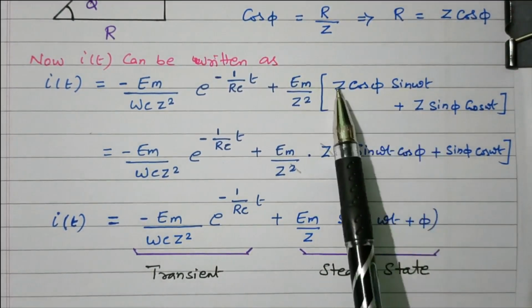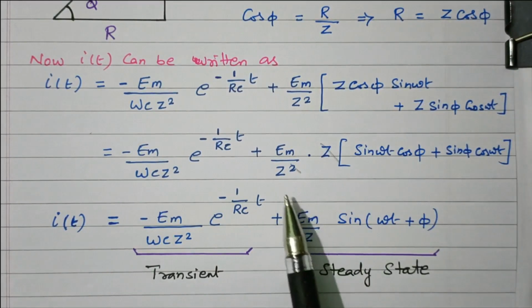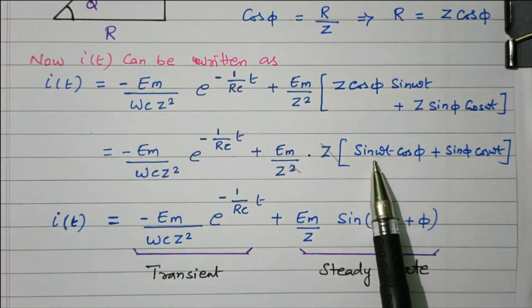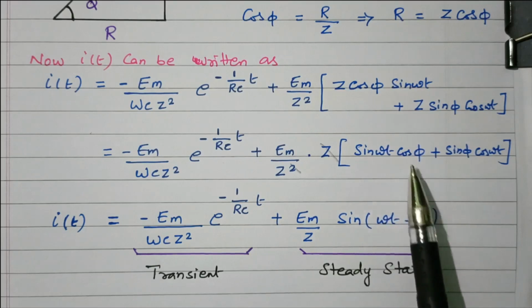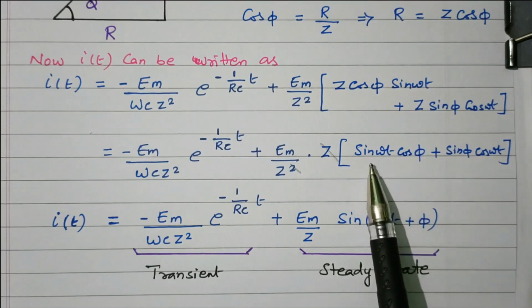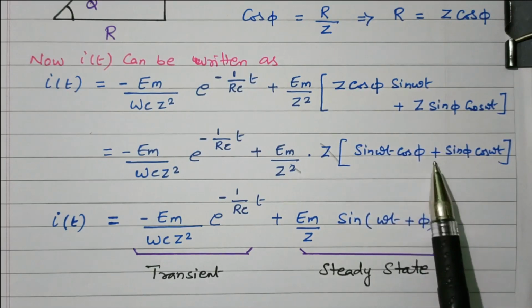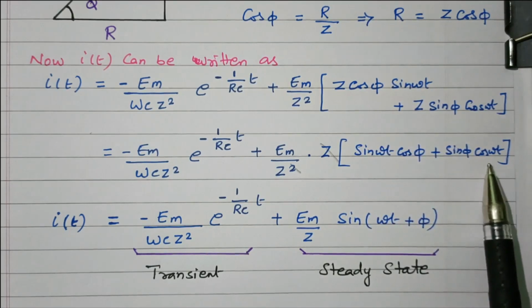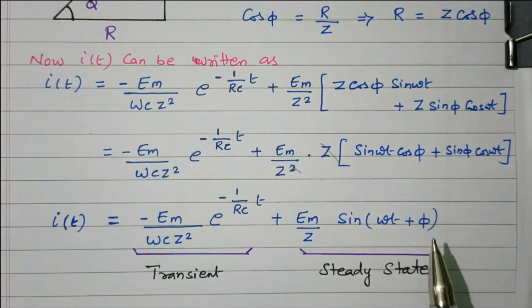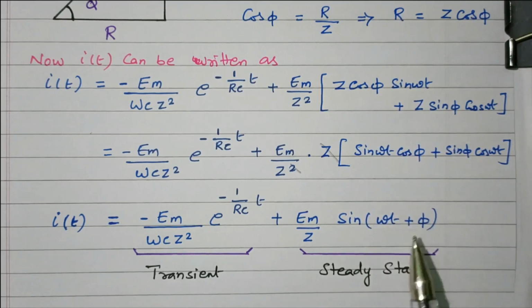Now Z is commonly available, so take Z outside. Already Z square is there, so one Z got cancelled. So what we have is sin omega t cos phi plus sin phi cos omega t. This is nothing but sin a cos b plus sin b cos a, where a is omega t, b is phi. That is nothing but sin of a plus b, that is sin of omega t plus phi.